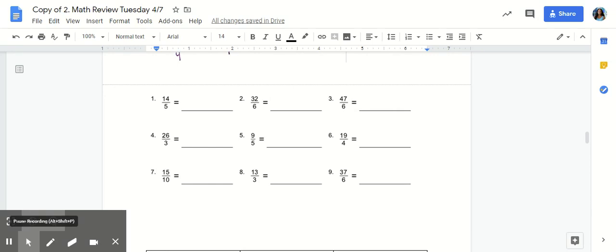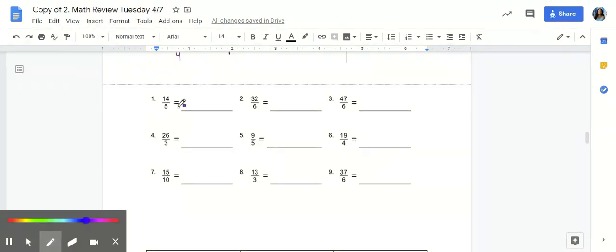Before we get into that, today's secret code for math review is puppies. Lowercase PUPPIES. Again, the secret code today for math review is puppies.